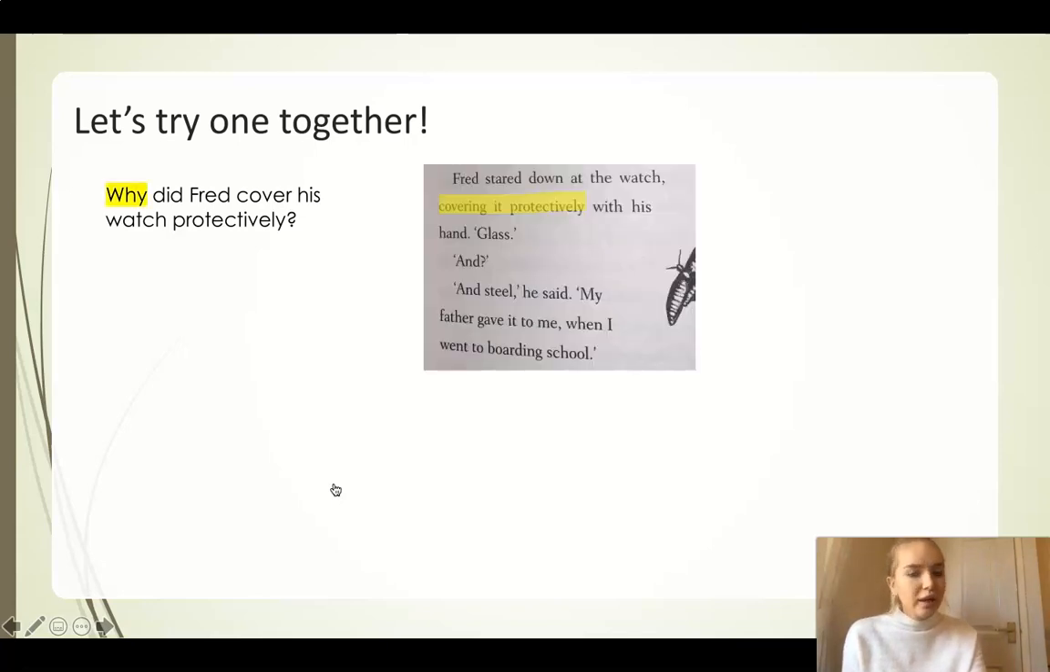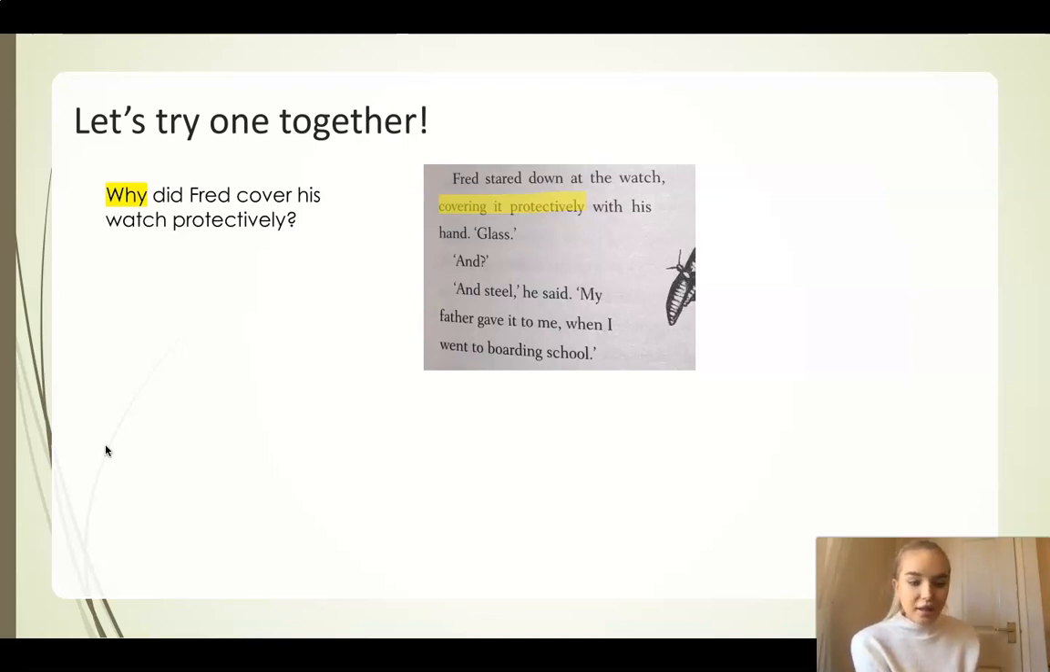Now, we can see that on one of the first few pages that we've read today, it says, Fred stared down at the watch, covering it protectively with his hand. I've also highlighted the word why here. It means that it's asking you for a reason. So you must make sure that you use that magic word because in your answer. So we can start to think, I found it in my text. I found the words covering it protectively. Now I can start to think, well, what was this watch made of? And if I read on, I can see that it's stating that it's made of steel.